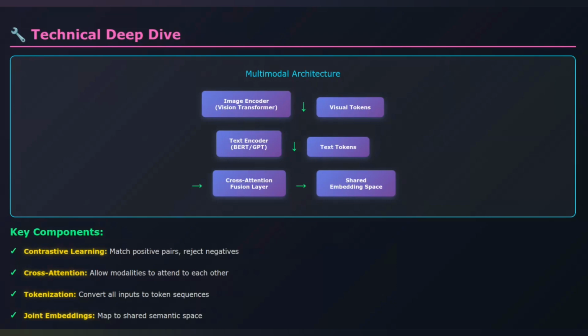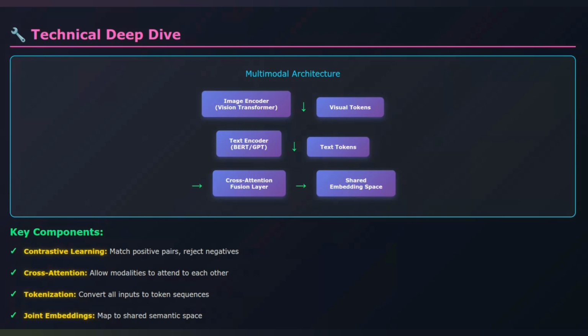For those interested in the technical details, let's dive a bit deeper into how these models actually work. Most modern multimodal models are built on transformer architectures. The key innovation is attention mechanisms that allow the model to focus on relevant parts of different inputs. Cross-attention is crucial.